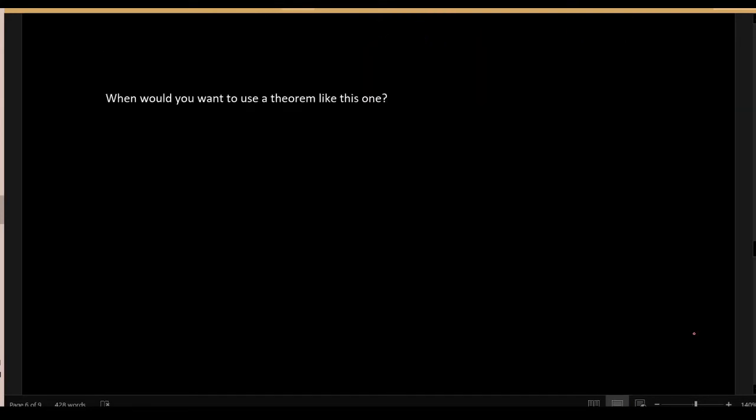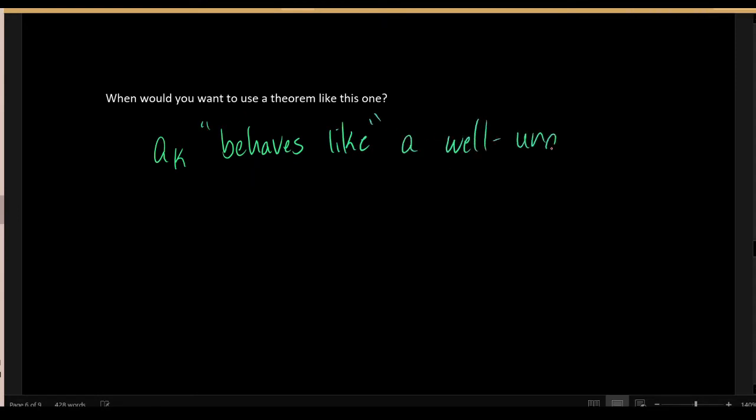First of all, let's outline when a theorem like this would be useful. A theorem like this would be useful if you have a sum where the series a sub k behaves like a well-understood sequence b sub k as k gets large.